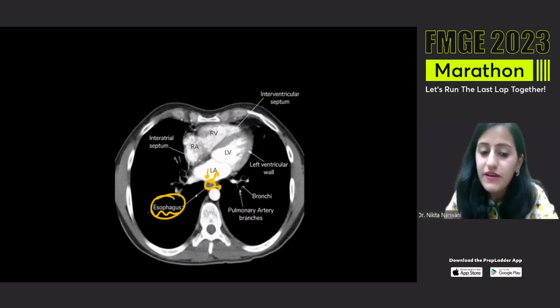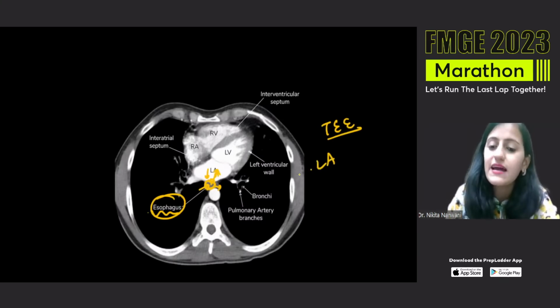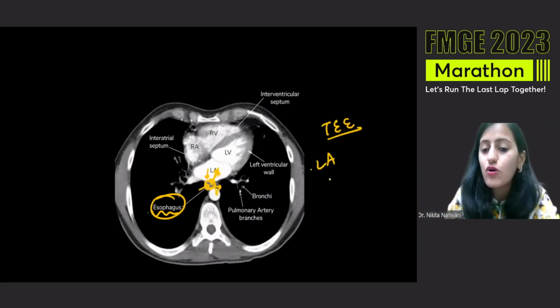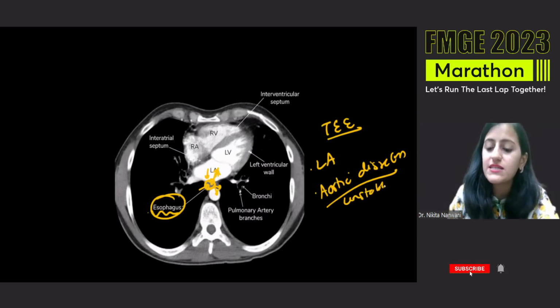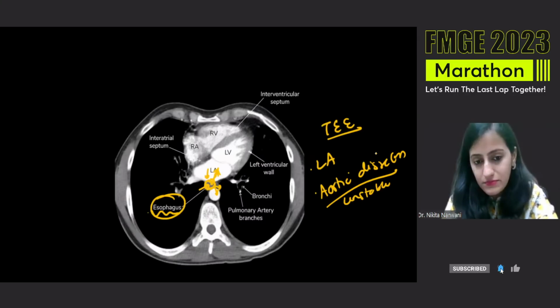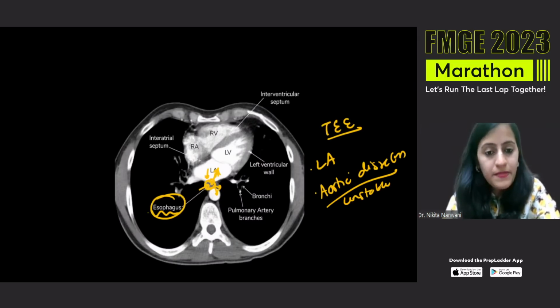So this is the esophagus. Transesophageal echocardiography is for which chamber of the heart? Through the esophagus, I will see the left atrium and I can also see the aorta. So it is also done for aortic dissection, especially if the patient is unstable. Okay. So these are the various chambers of the heart that we should be knowing.